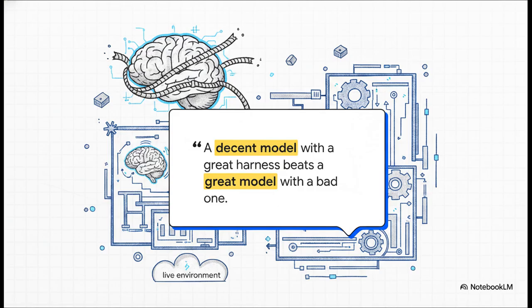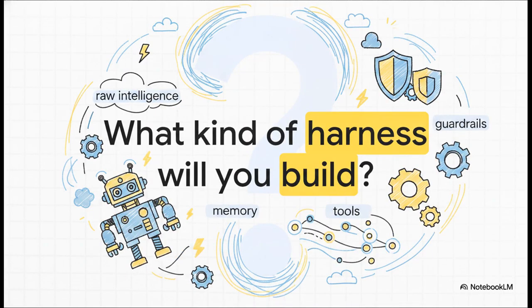When you look at the massive gap between what AI models can do in a lab and what they actually do in a live business environment, there's a quote from the dev community that perfectly sums up where the industry is at. A decent model with a great harness beats a great model with a bad one. Every single time. The raw intelligence of the model is literally only as good as the infrastructure supporting it. The raw intelligence is already here, and it's just getting cheaper and faster by the minute.